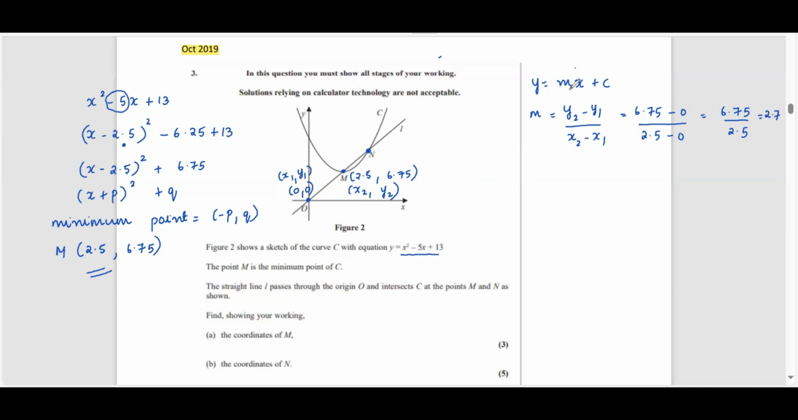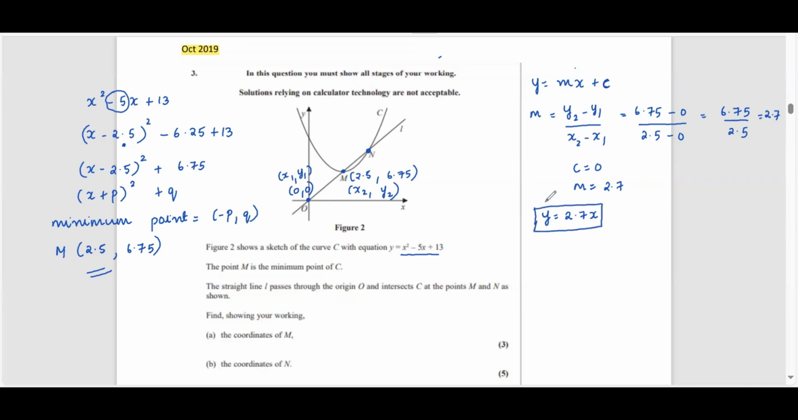Y equals mx plus c, and we can clearly see that the line cuts the y-axis at the origin. C means the y-intercept, so your c value will be 0. And we got the gradient as 2.7. Now y equals mx plus c, so 2.7x plus 0, or I can simply write it as y equals 2.7x.